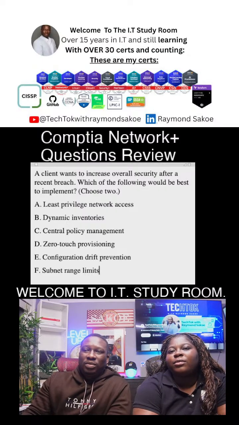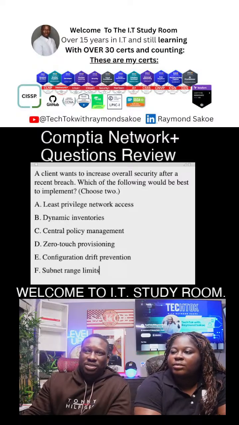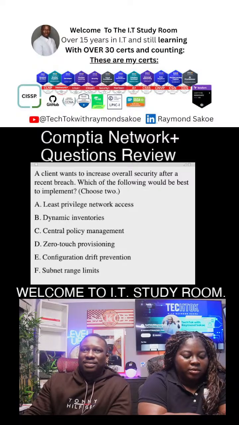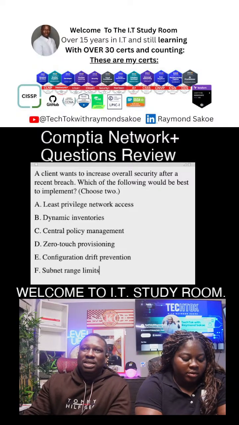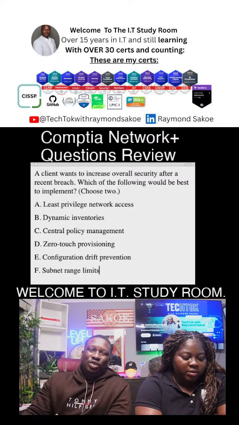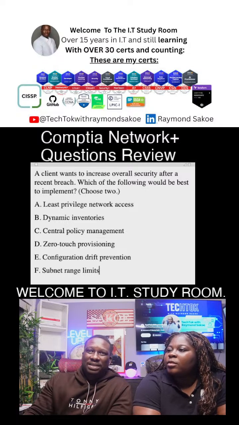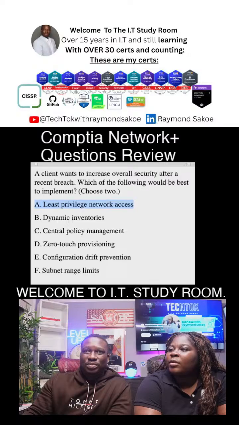And then A, okay, A is the answer. B is saying a dynamic inventory, right? So basically keeping track of assets. It's useful for asset tracking, right? It would be ideal for identifying risk, but in this specific question, I don't think it's one of the best answers. The best answers are A, which is least privilege, and C, centralized policy management.